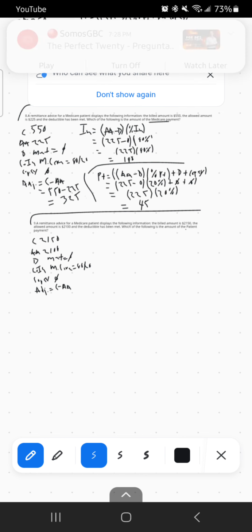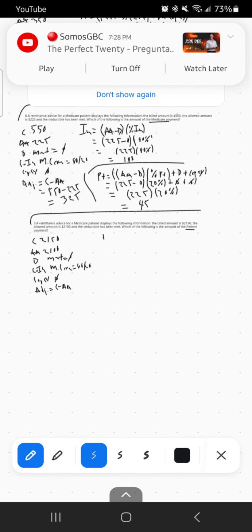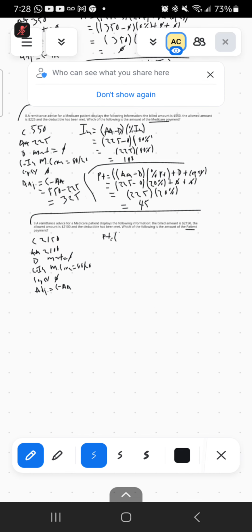And it asks how much the patient has to pay. So the patient's formula goes like this: the allowed amount minus deductible times the percentage for the patient, and then we're going to add deductible, and we're going to add copay.